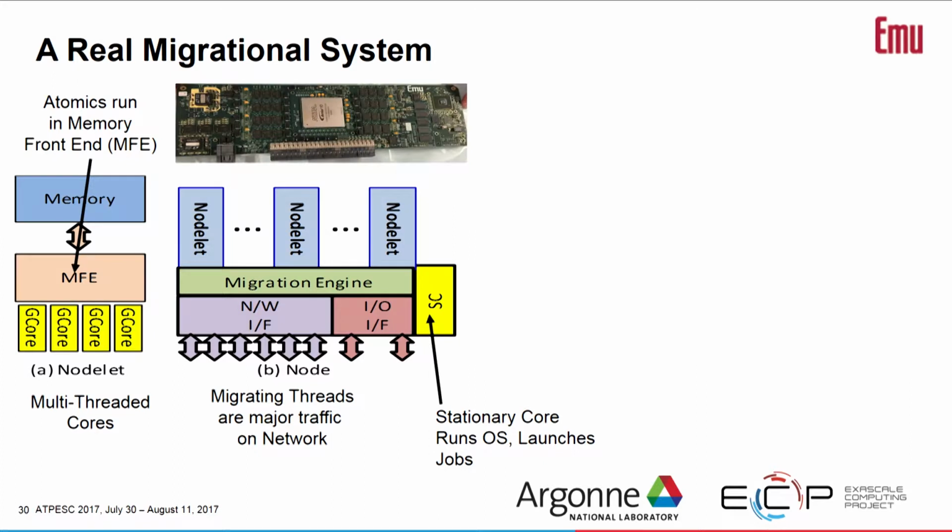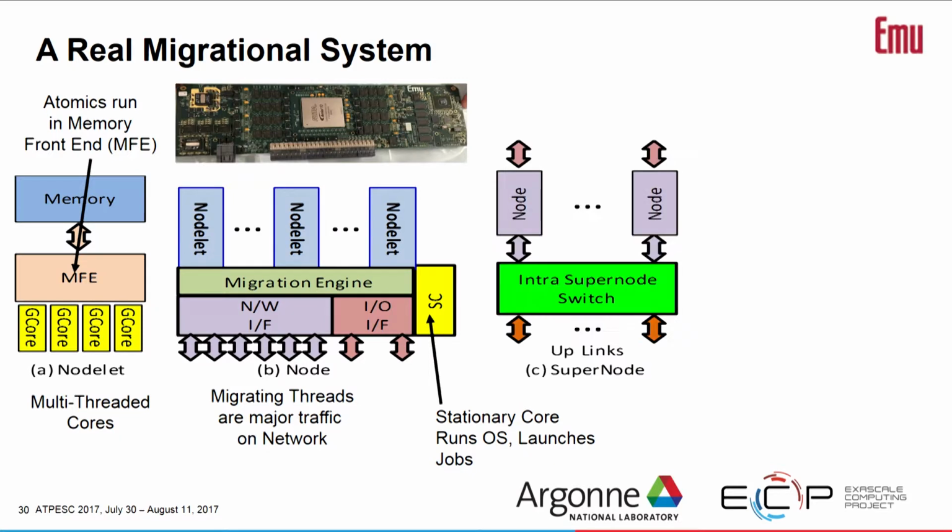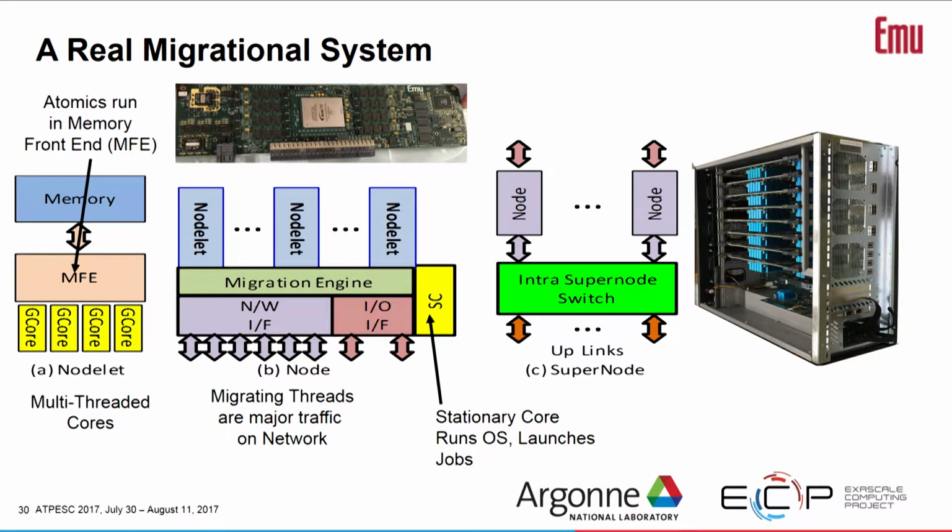This is a card that we built that has 8 nodelets on it, along with a dual power 64-bit power chip on it to run a local instance of Linux and to launch the initial threads into the systems and to take exceptions and what have you. And combine a bunch of those with switches, and we have a system now that fits in a rack or in a desk-sized box that has 64 of these nodelets in it.